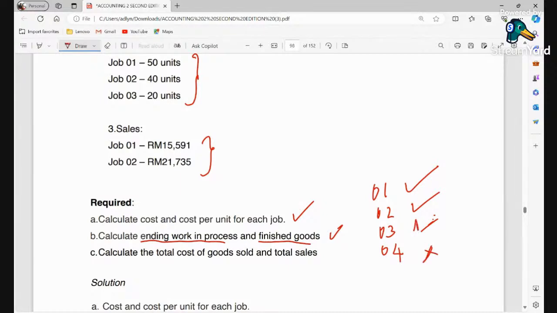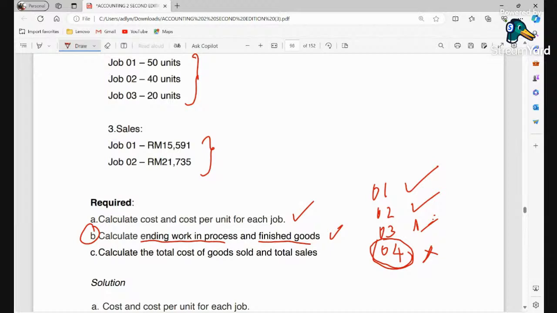Okay, so bila soalan tanya, kira ending work in process and finished goods. Kalau you faham betul-betul, ending work in process adalah kerja yang masih belum siap, yang masih ada dalam kilang pada hujung bulan Januari. Yang tak siap ialah 04. Jumlah cost yang dimasukkan untuk job 04 tu will be your ending work in process cost, sebab kerja tu masih belum siap, dia akan disambung February.